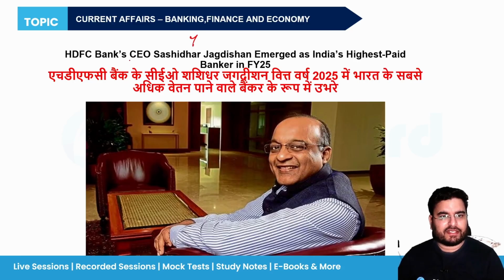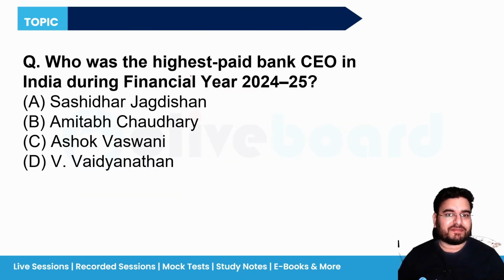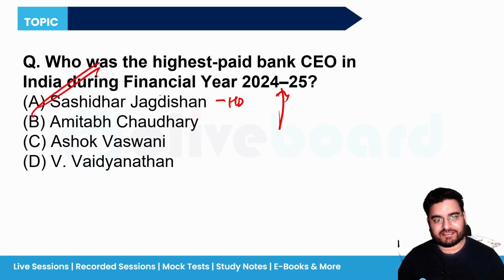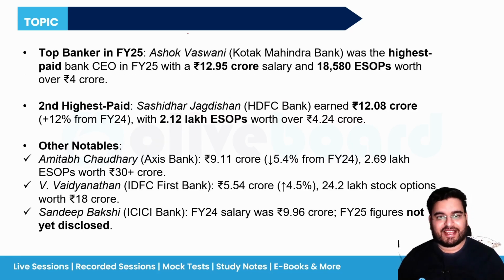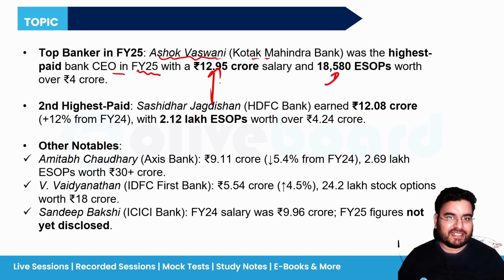Now let's see the banking, finance, and economy related news. HDFC Bank's CEO Sashi Dhar Jagdishan emerged as India's highest paid banker. See, who was the highest paid bank CEO in India during the financial year 24-25? Sashidhar Jagdishan from HDFC. He is the CEO of HDFC. Please remember the name. And how much money is he getting? So Ashok Vaswani from Kotak Mahindra was the highest paid CEO in financial year 25 with 12.95 crore salary plus ESOPs worth over 4 crore. Second highest was Sashidhar Jagdishan with 12.08 crore. Right? You can see 1 crore per month.